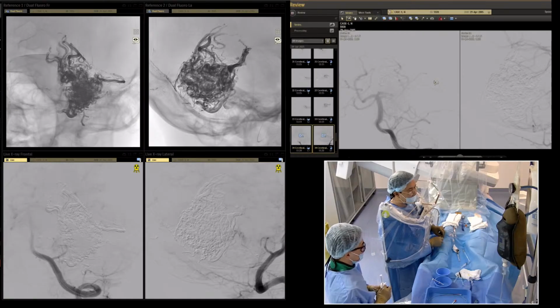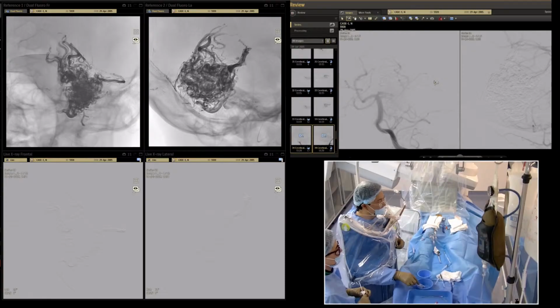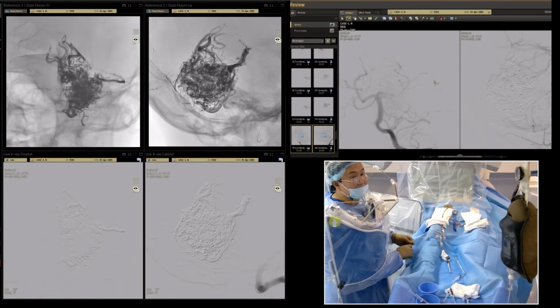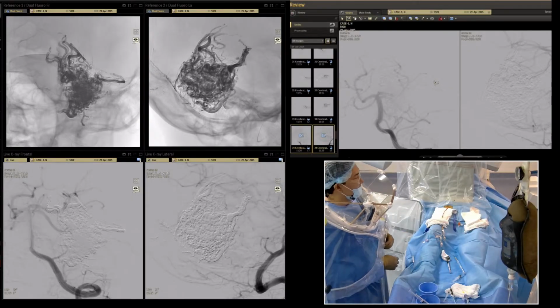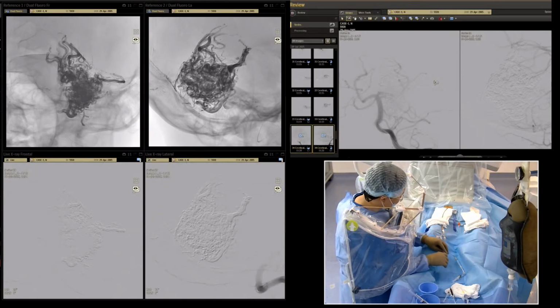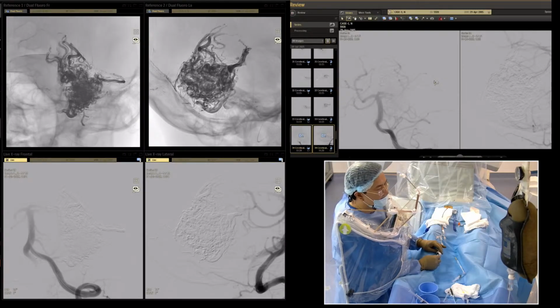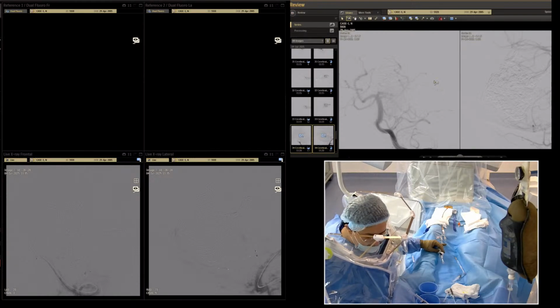Yes, the dural territory is clear and it's good. I'll put the flushing a little bit harder. Okay, now we have only 2 microcatheters. It's better. It's possible to control better.